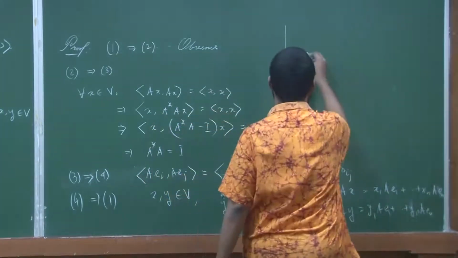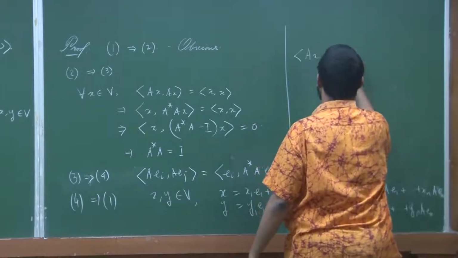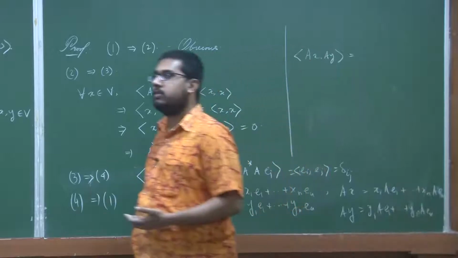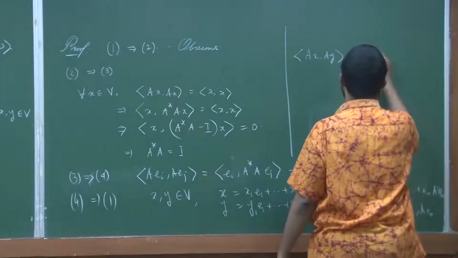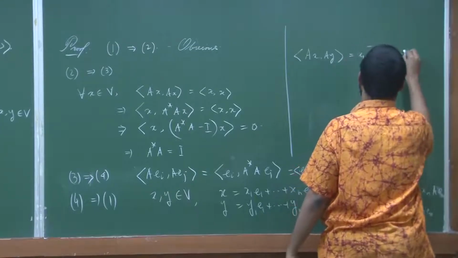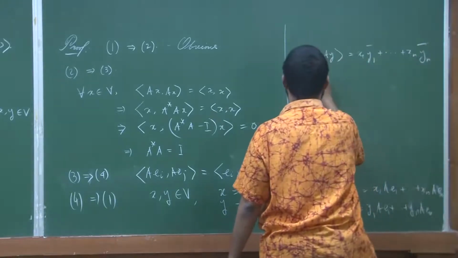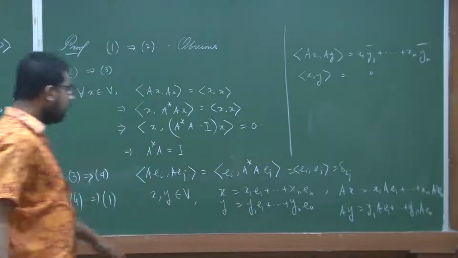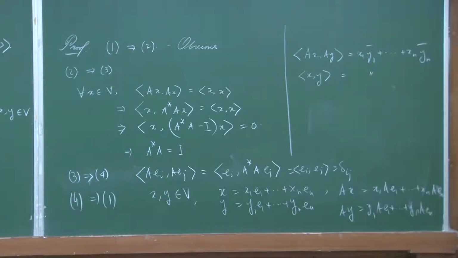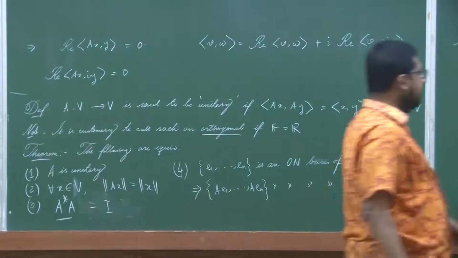If you just calculate it here, given an orthonormal basis, the inner product is easily seen to be the sum of x n y n, and that is the same as the inner product of x and y, hence they are the same. Okay. So, thus what we have proved is that these 4 conditions are equivalent.